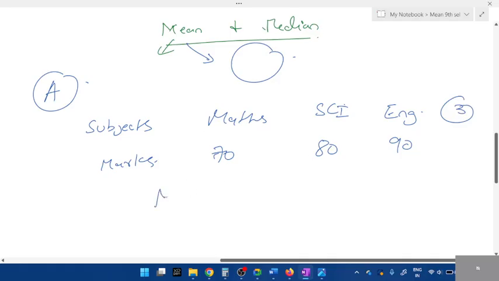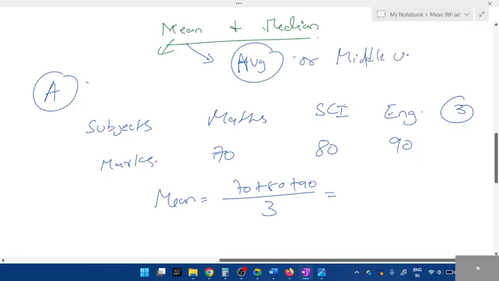So mean is nothing but you add the marks of whatever you got, 70 plus 80 plus 90, divided by how many subjects are there, students? Total 3. It is just basically the average or middle value. Mean meaning is average or middle value. So if you divide by 3, you get 70 plus 80, 150 plus 90 is 240 divided by 3. So our average is 80 marks. Okay, this is how you find average.